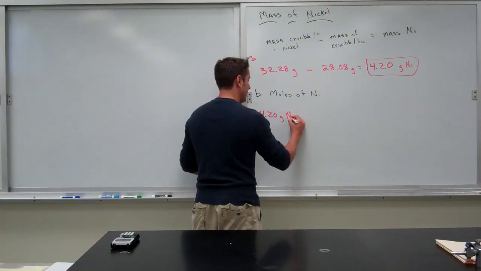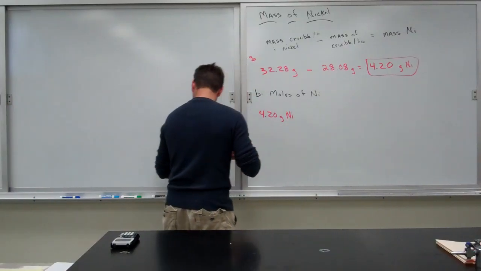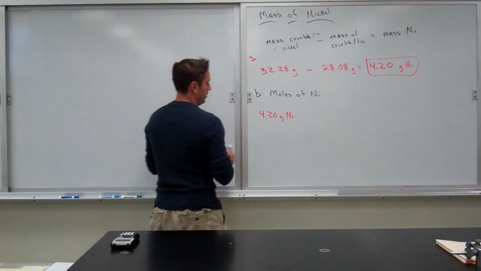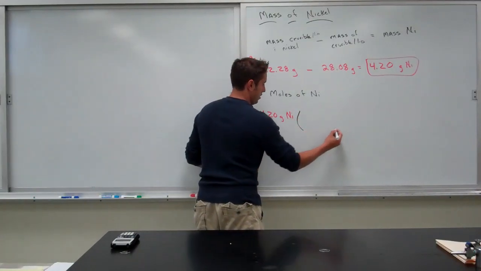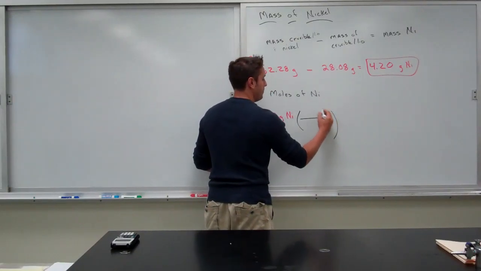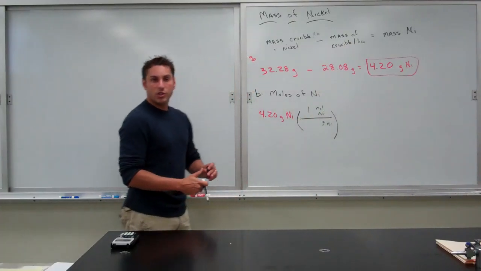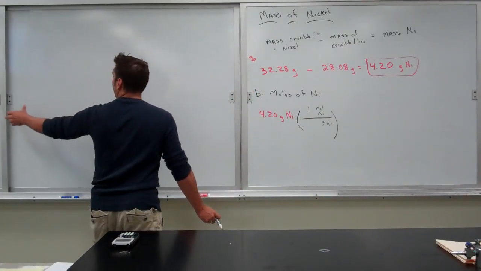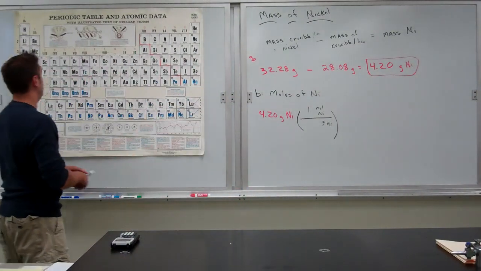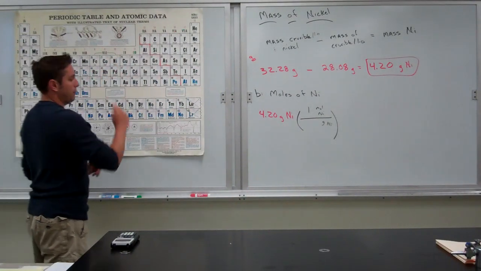So we'll start with our 4.20 grams Ni, and then we're going to do a bracket problem to convert grams to moles. So grams Ni on the bottom, moles Ni on the top. 1 always goes with moles. I would go to the periodic table and get nickel, which I feel like is 58.69, but we'll look. 58.71.